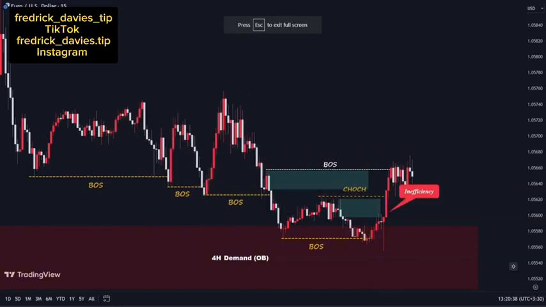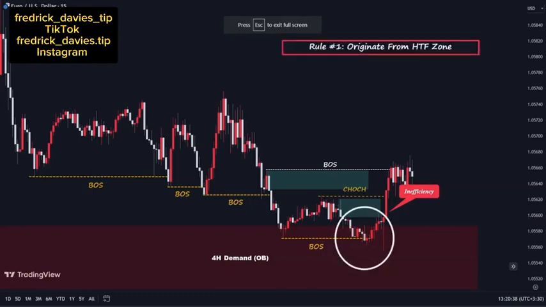We have fully discussed the rules and criteria that need to be considered to identify a high-quality change of character in previous episodes. As you know, guys, a change of character is valid only under one condition: price reverses and originates from a higher timeframe supply or demand zone before breaking the recent major structure and initiating the change of character. So here we see that price has done that.